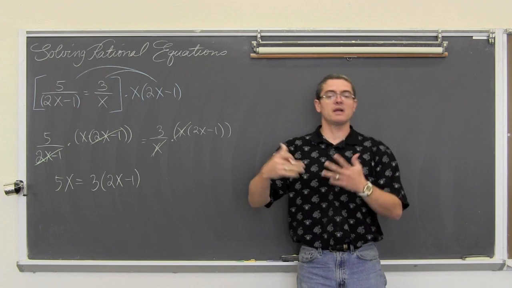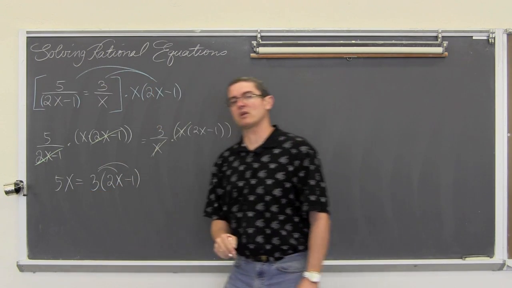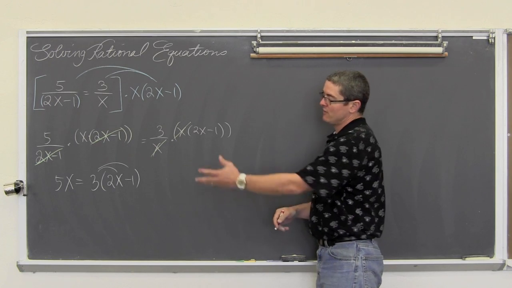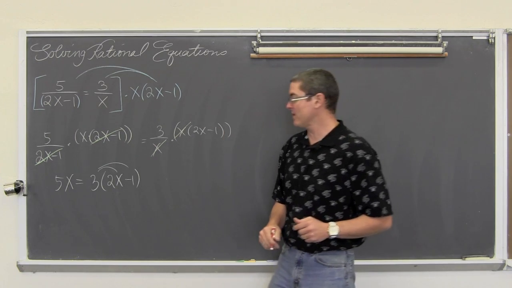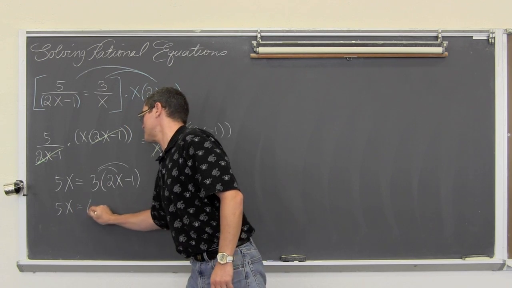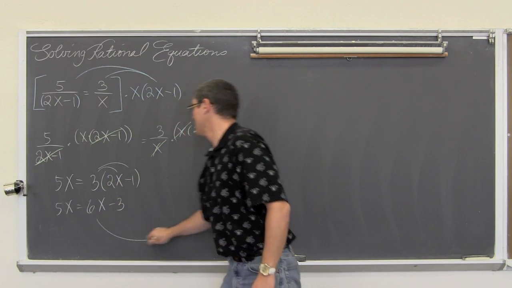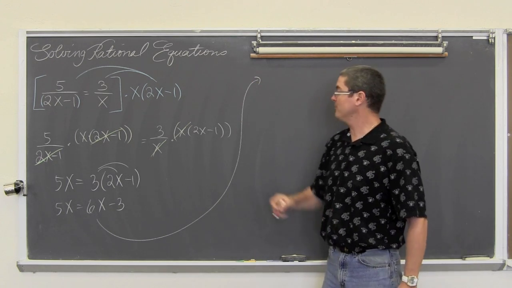Now we're just going to solve this equation, like you've been learning how to solve equations all the way through algebra and algebra 2. In this case, we only have a linear equation, so we're going to be able to isolate that x. First thing, of course, is to distribute through the parentheses, so we get 5x equals 3 times 2 is 6x, and 3 times negative 1 is negative 3.